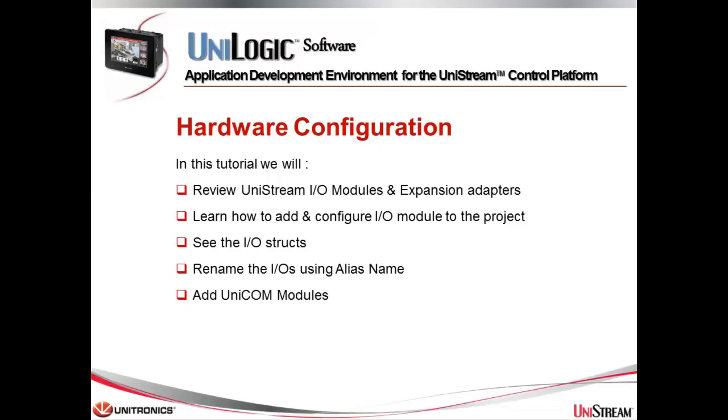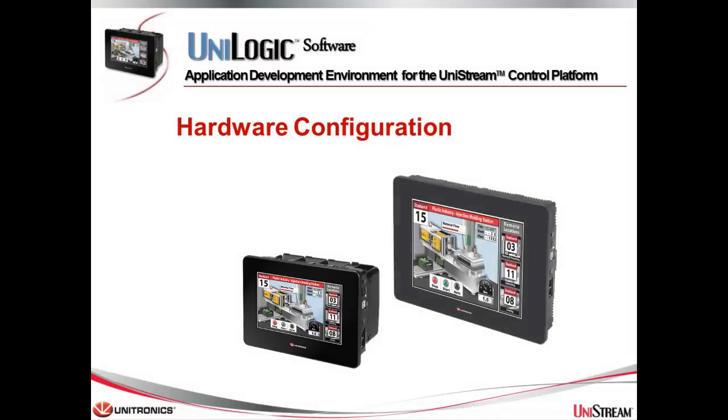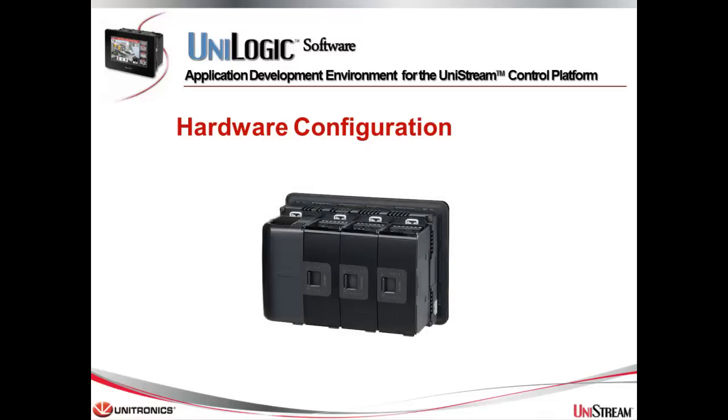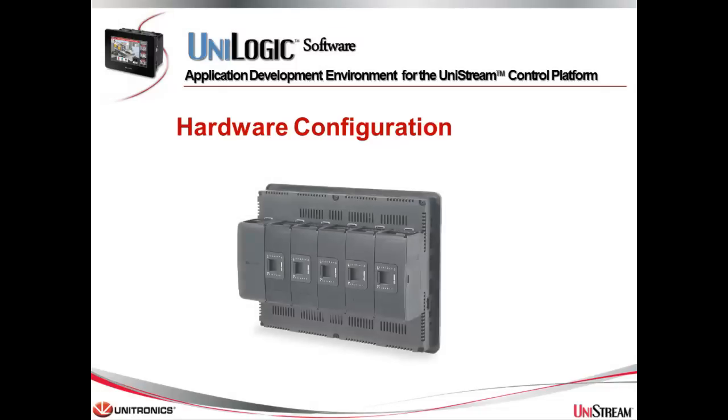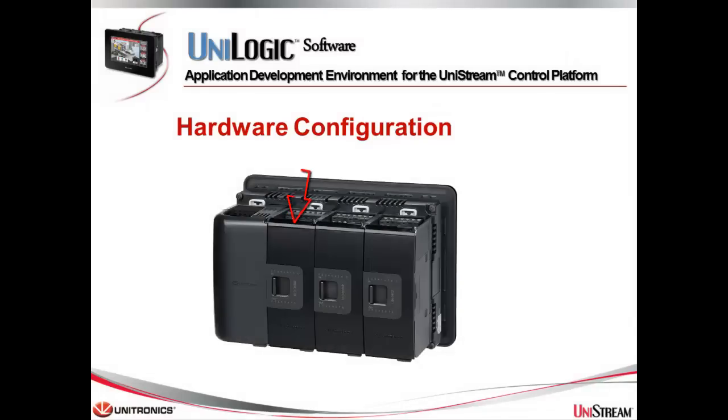As you know, we have two types of panels, 7-inch and 10-inch. The CPU is attached at the back of the panel. On the 7-inch panel, we can attach on a DIN rail shape up to 3 slim IOs or UniCom modules. On the 10-inch panel, we can attach on a DIN rail shape up to 5 slim IOs or 4 UniCom modules. Please note that the UniCom modules must be attached directly after the CPU.